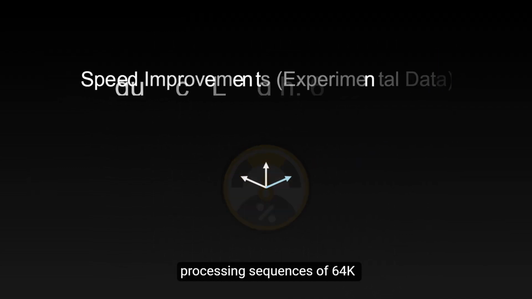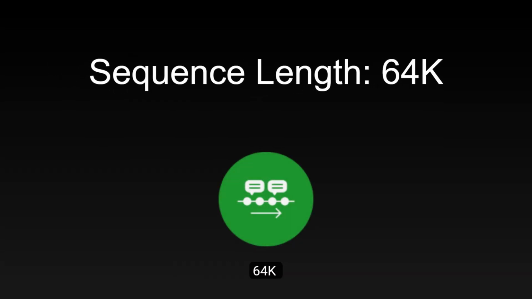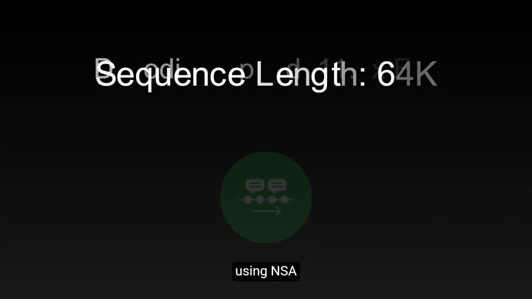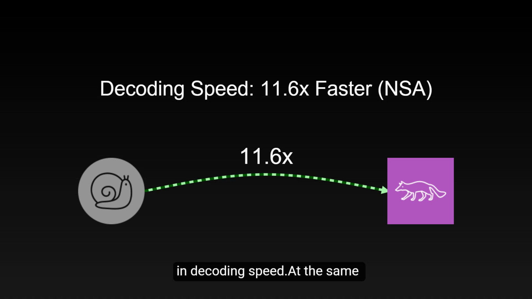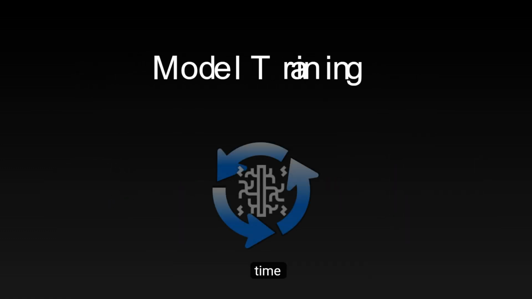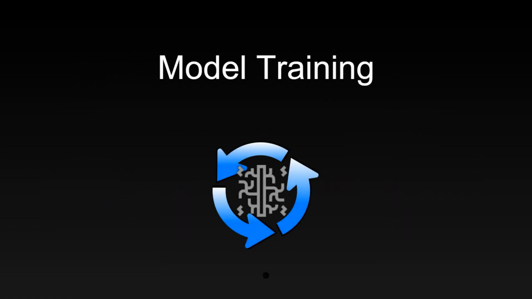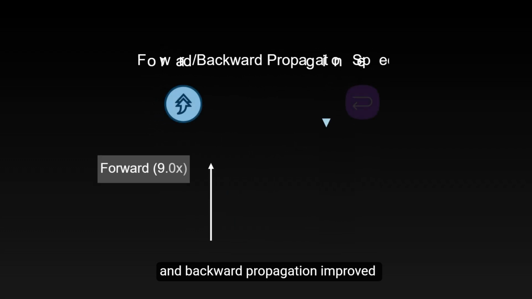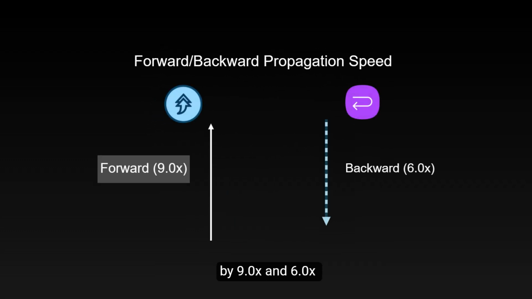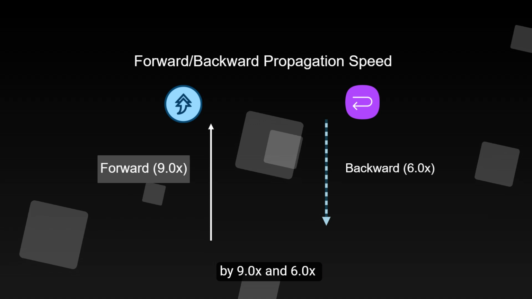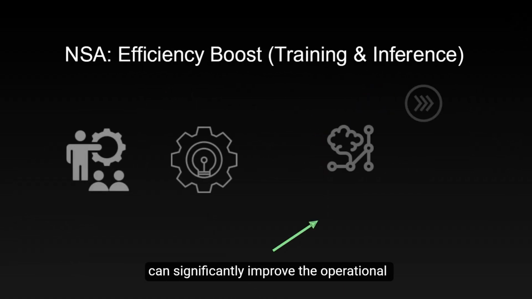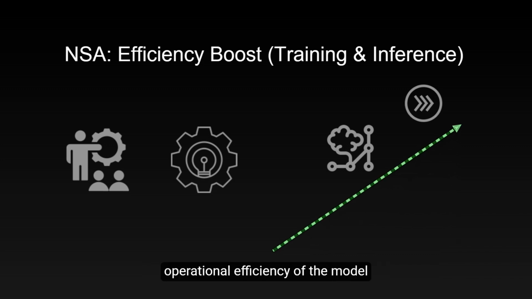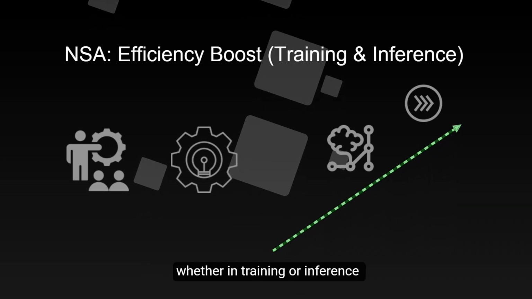When processing sequences of 64K, approximately 64,000, in length, using NSA's model achieved an 11.6x improvement in decoding speed. At the same time, during the model training process, the speed of forward propagation and backward propagation improved by 9.0x and 6.0x, respectively. This means that NSA can significantly improve the operational efficiency of the model, whether in training or inference stages.